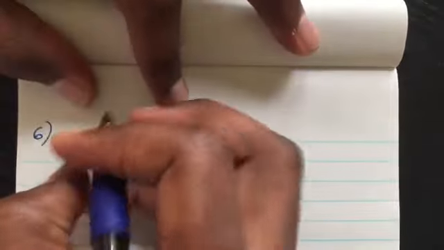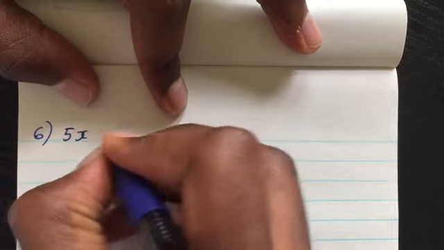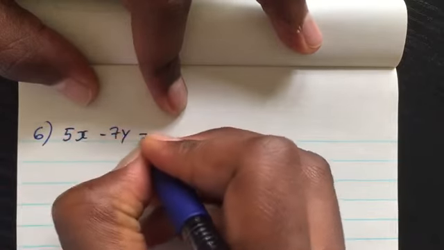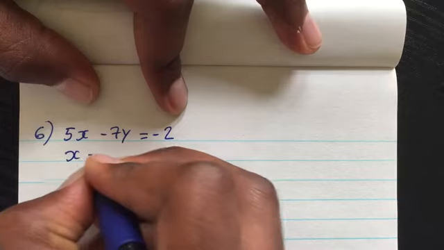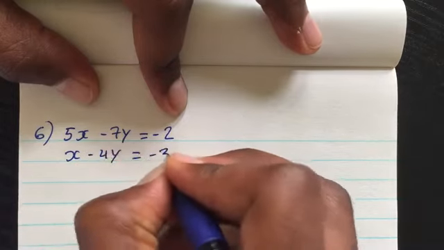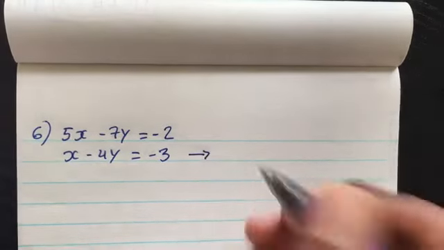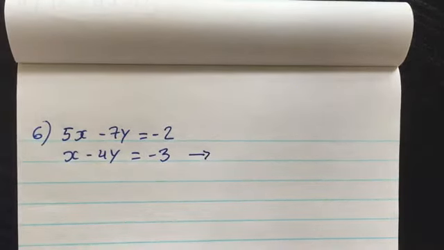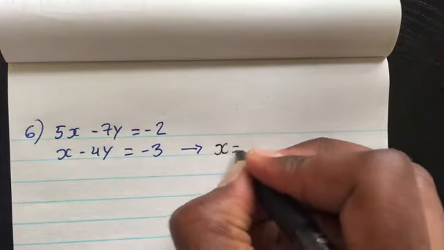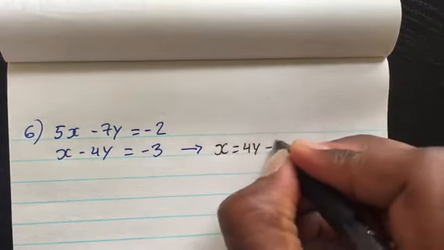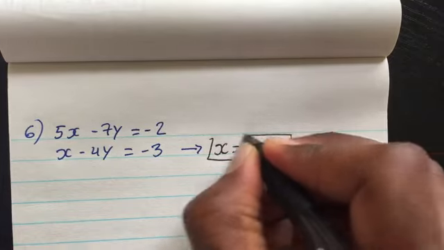Now let's look at problem number 6. 5x minus 7y equals negative 2. X minus 4y equals negative 3. Now it's easier to solve for x right here. You can just add the 4y to both sides. So that means x equals 4y minus 3. So that is your step 1.